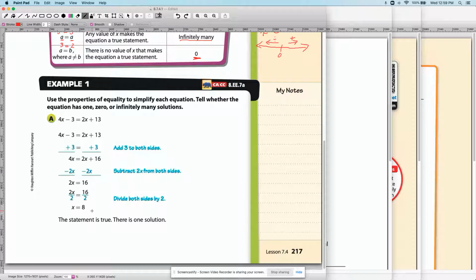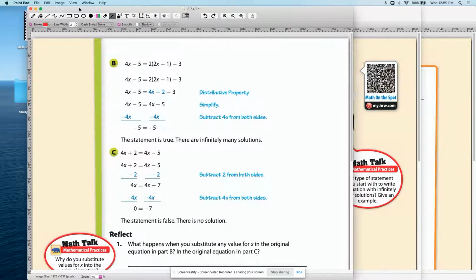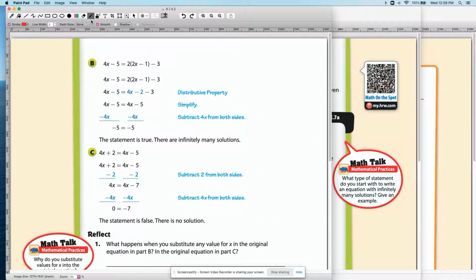So again, this is like our very first example. There is one solution to that equation. And that's basically what we've been doing so far when we have the same variable on both sides, and we combine them to one side or the other. All right, so let's go to the next page, and we will look at part B.